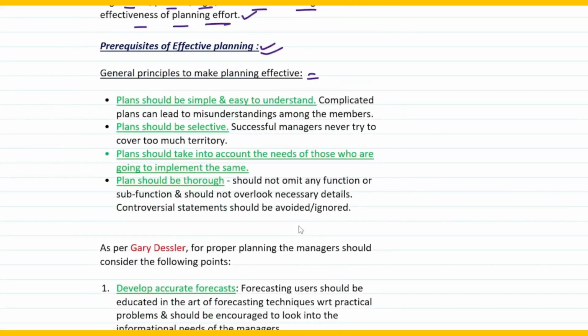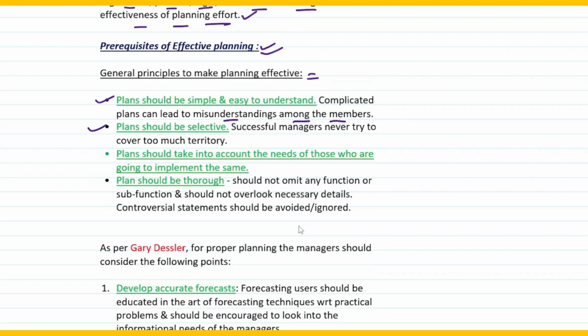Now there are certain general principles to make a plan effective. Now, what are these general principles? First of all, the plan should be simple and easy to understand. It should not be complicated, because complicated plans can lead to misunderstanding among the members, right? If the picture is not clear, then the plans may become very complex in nature for other people to understand. So basically one of the principles to make a plan effective is it should be simple and easy to understand.